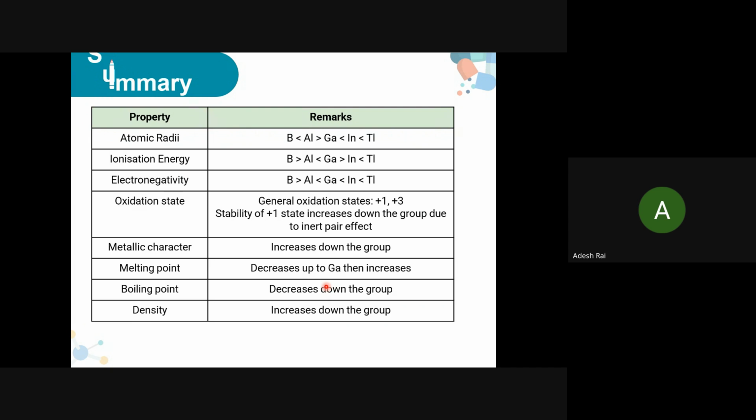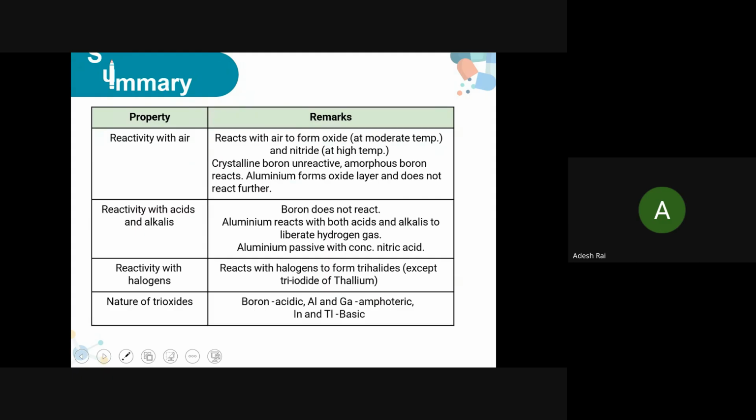Not just this, we have also seen some reactions. If we have to check reactivity with air, then what happens? We all know that boron and any other element in air reacts with oxygen and nitrogen. If it reacts with oxygen, it will form oxide. If it reacts with nitrogen, it will form nitride. Is that clear? There are two allotropic forms of boron, crystalline and amorphous. Crystalline is less reactive, amorphous is more reactive. So crystalline boron is unreactive, amorphous boron reacts because it is more reactive.